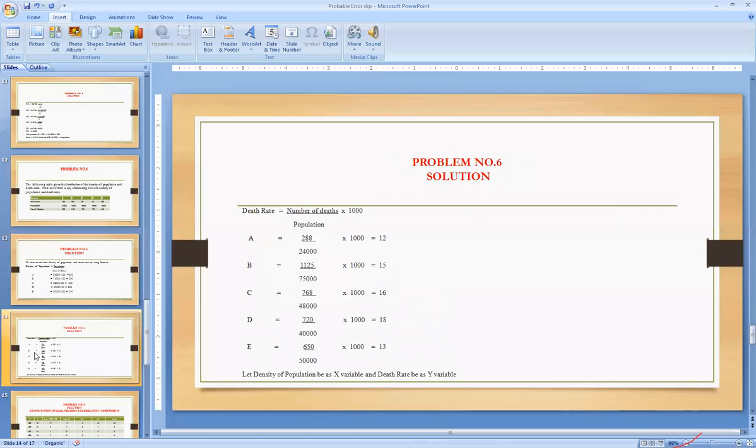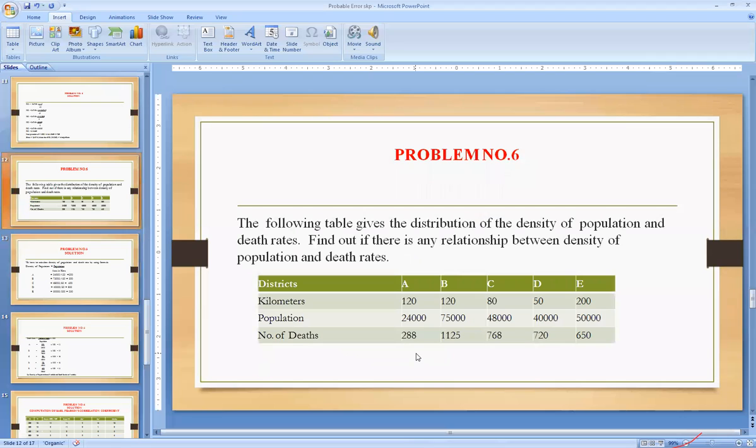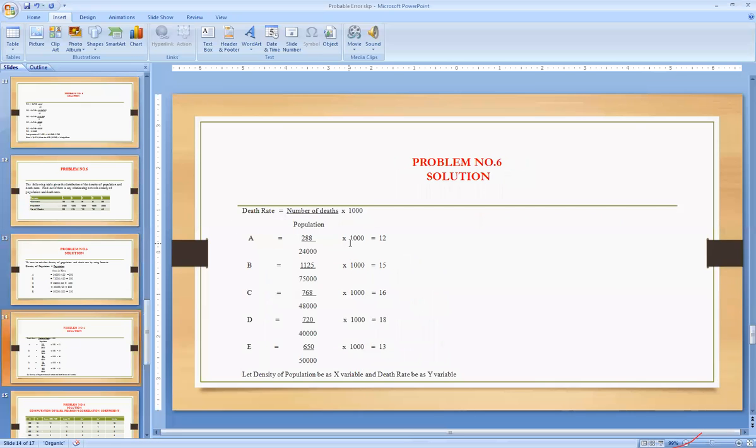Similarly, y variables also need to be calculated. Death rate is based on the population, so we can calculate it. We are not going to calculate with the help of percentage here. Now see here, all these cases are given in the form of 1000. So based on 1000 we can calculate the death rates very easily.